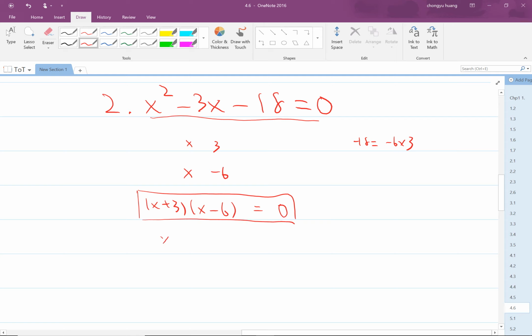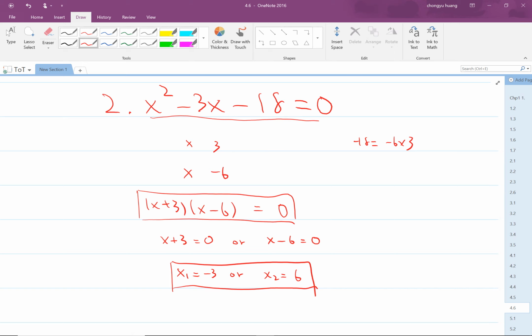So what we have is x plus 3 equal to 0, or x minus 6 equal to 0. That's basically how we apply the zero product principle, again, right? So we have x1 equal to negative 3, or x2 equal to 6. That's exactly how we apply the zero product principle. So now we have solved the problem, right?